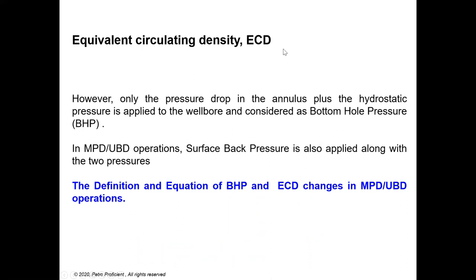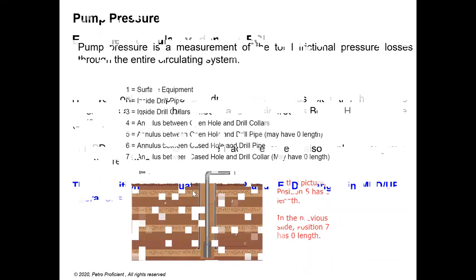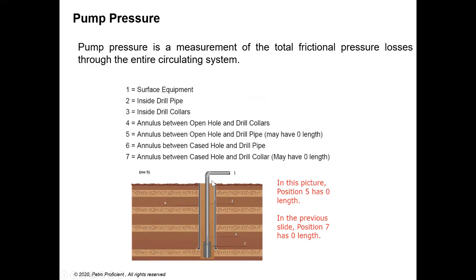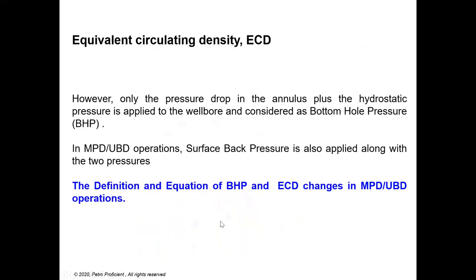So equivalent circulating density, most of us would have heard about it, but the definition and the calculation of ECD change when we are dealing with MPD. However, only the pressure drop in the annulus plus the hydrostatic pressure applied in the wellbore are considered for bottom hole pressure measurement. So although there are pressure losses across various points, in the annulus you need to consider this. So in MPD operations, surface back pressure is also applied along the pressures.